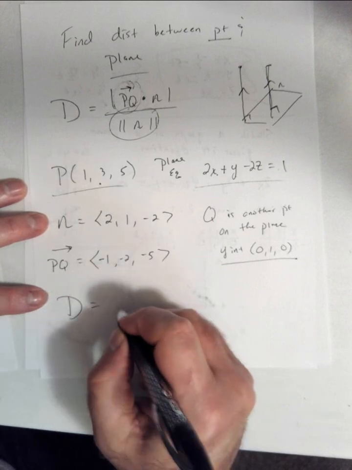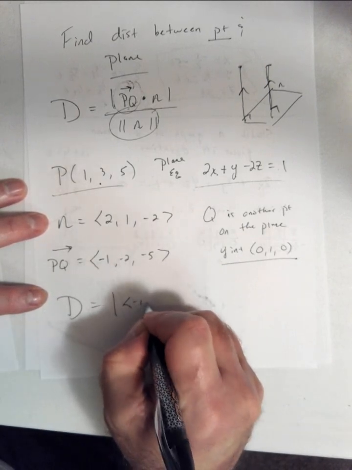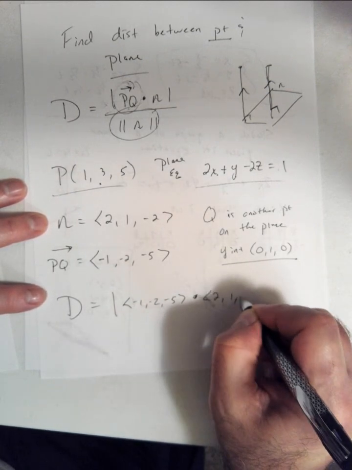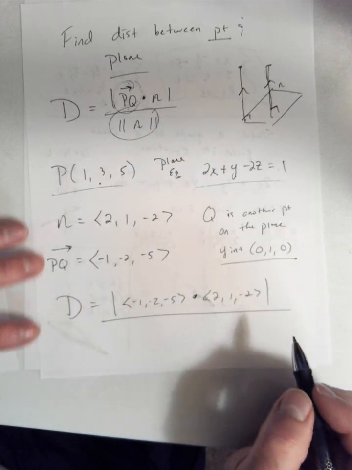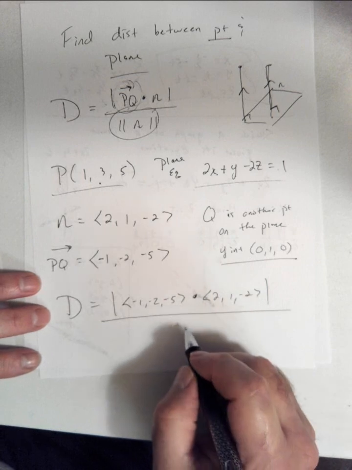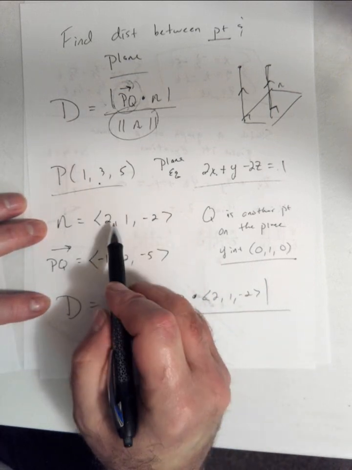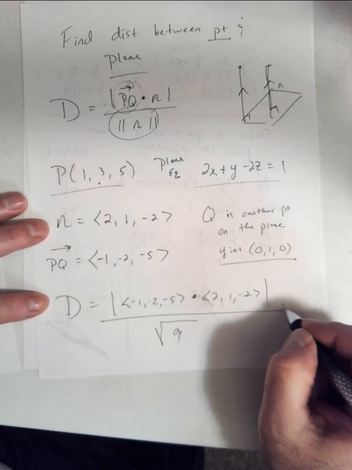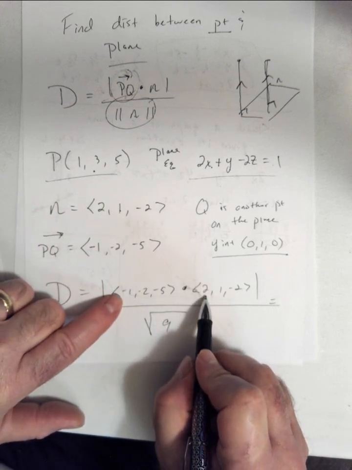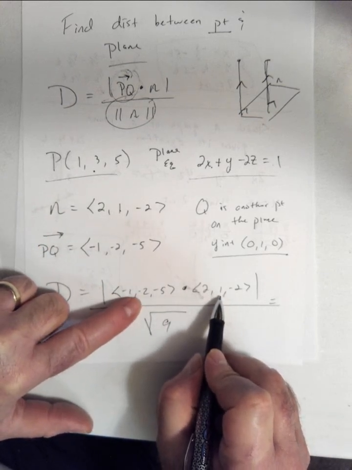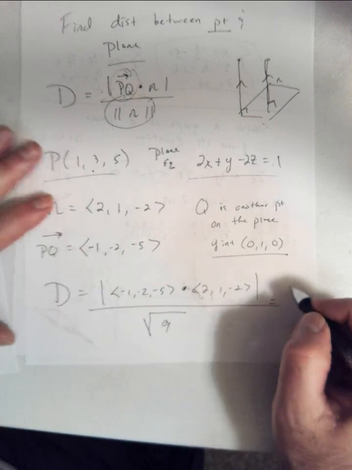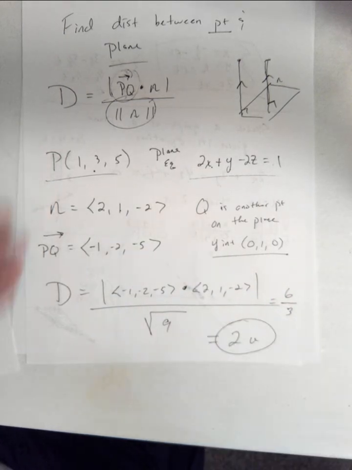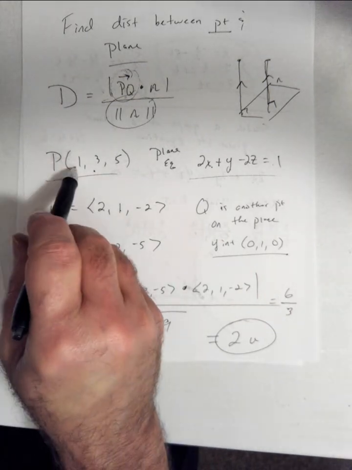We'll just go up and use our formula now. So we're going to take the dot product of PQ and my normal vector, which is 2, 1, -2. Divide it by an absolute value because we're talking distance, by the magnitude of the normal vector. The magnitude is 4, plus 1 is 5, plus 4 is 9. So, dot product, negative 2 minus 2 is negative 4, plus 10 is 6, over root 9. And that is the distance between that given point and that plane.